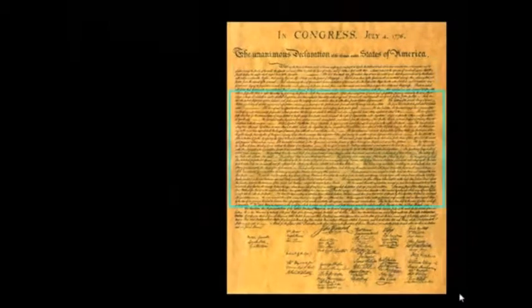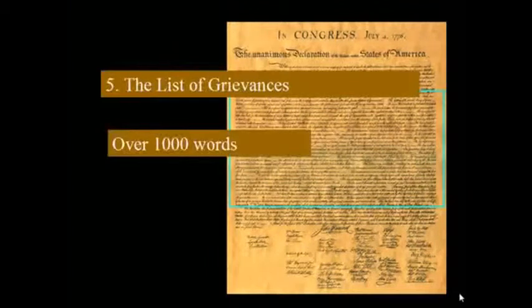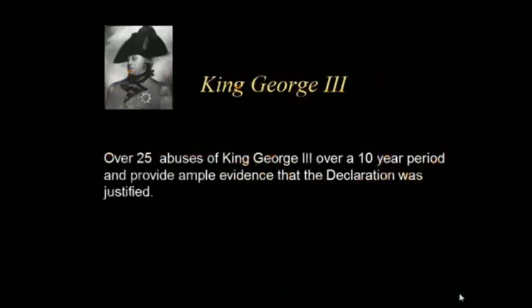Now, as I said before, the middle section, which is the biggest section, is the list of grievances against King George, and there are over 1,000 words in this section. There were over 25 abuses that King George III had done over a 10-year period, and in the Declaration, the colonists made a list and suggested that that list was ample evidence that the Declaration was justified, and here are just a few of them.